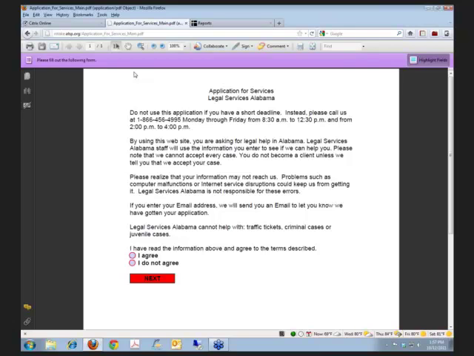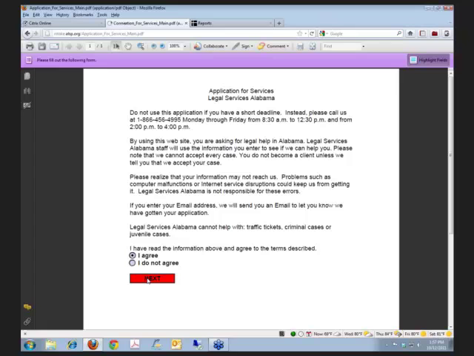So we attempt to clearly explain, don't use this application if you have a short deadline, and go through that. Talk about what we can and cannot do. Can't help with traffic tickets, can't help with criminal cases, can't help with juvenile cases. We do tell them that if they enter an email address, we'll send them an email back saying we've received their application. At the bottom of the T's and C's, they can choose to either accept the terms and conditions or reject the terms and conditions.